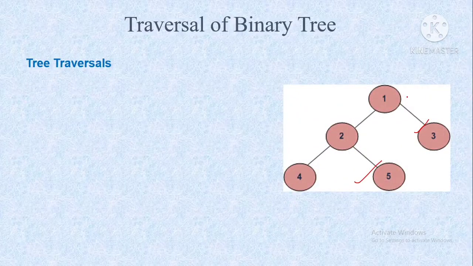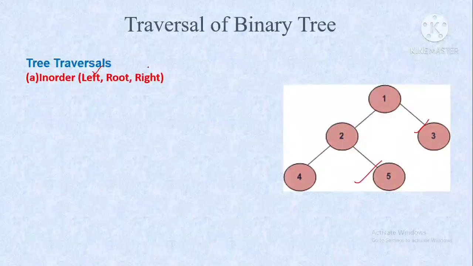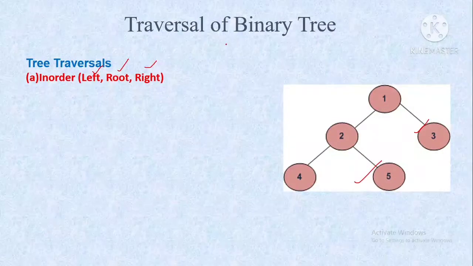There are 3 different orders. First order is in order traversal. In order traversal, we visit the left subtree first and then root and then right subtree. Before you print the root node, you should print the left node, and then root node, and then you can go for the right node.